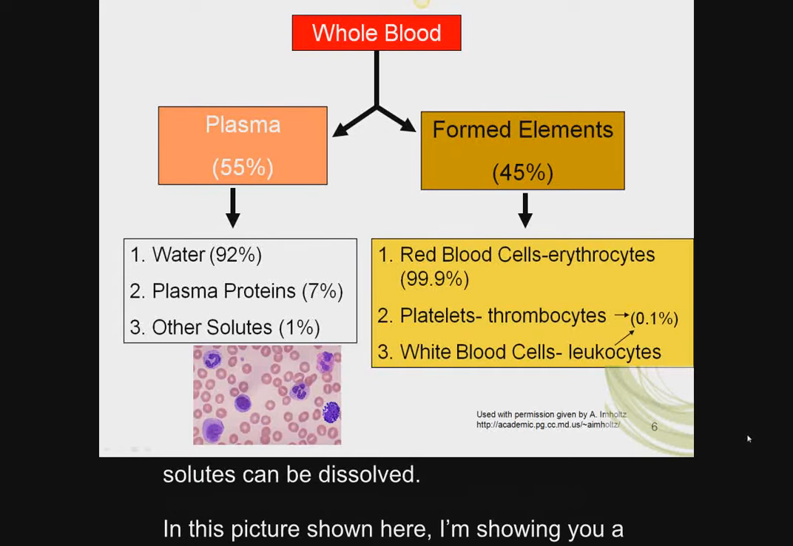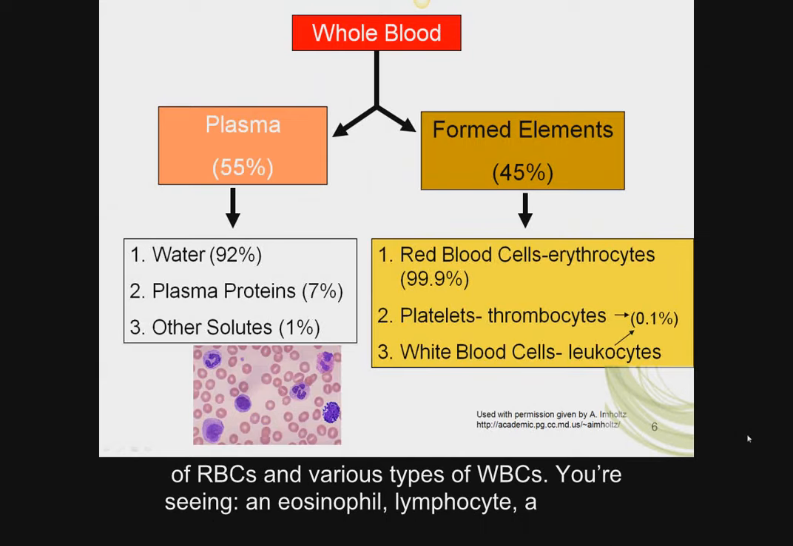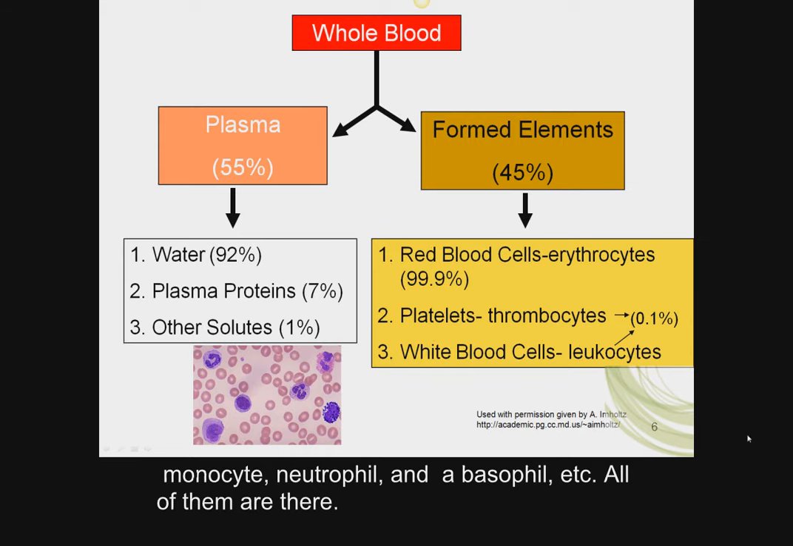In this picture shown here, I'm showing you a healthy picture of red blood cells and various types of white blood cells. You can see an eosinophil, and you can see a lymphocyte. I see a monocyte, a neutrophil, and a basophil. All of them are there.